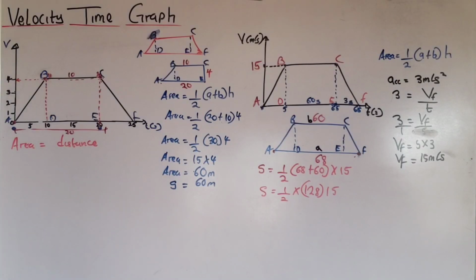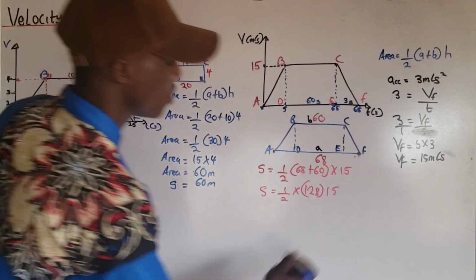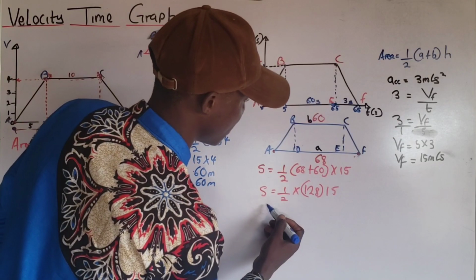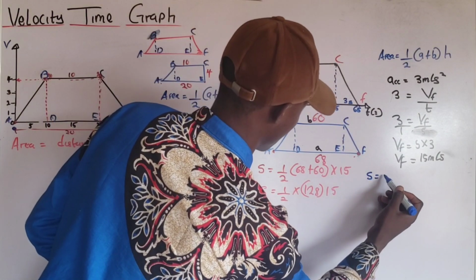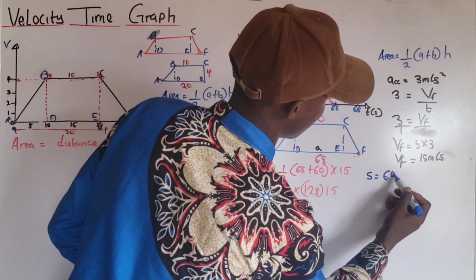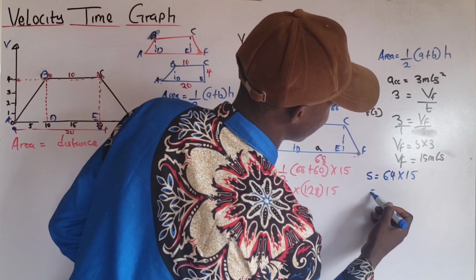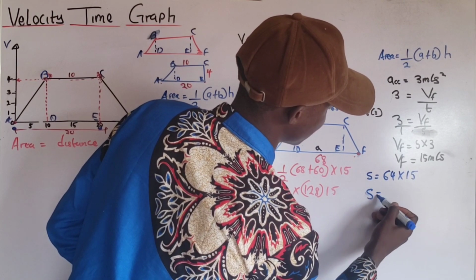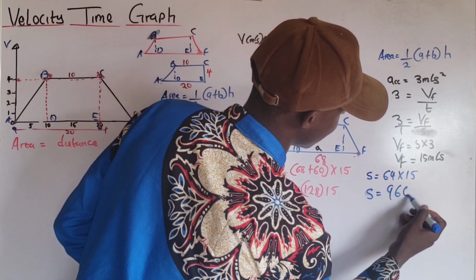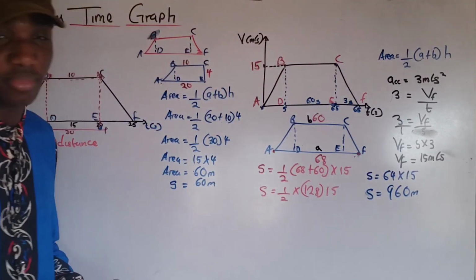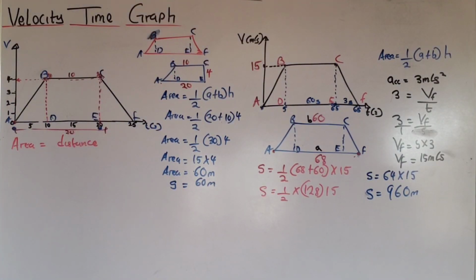Now, 128 divided by 2 is 64. So S is equal to 64 multiplied by 15. That is S equals 960 meters. Do you understand? If you didn't understand, you have to listen to the explanation again. So that is how to solve questions on velocity time graph.